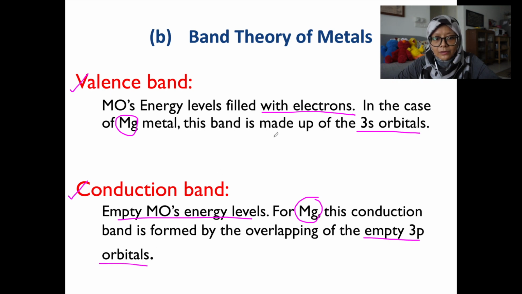Okay, when you have electrons, this is what we call the valence band. When you have empty molecular orbital energy levels here without any electrons at all, for example, for magnesium, it is located at 3p.